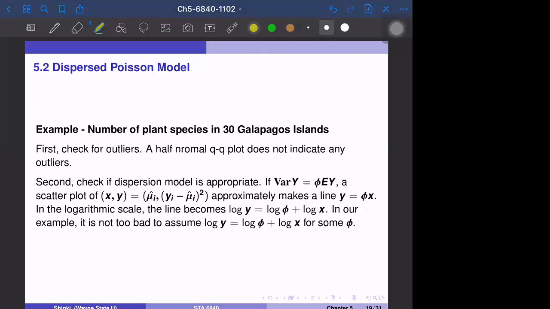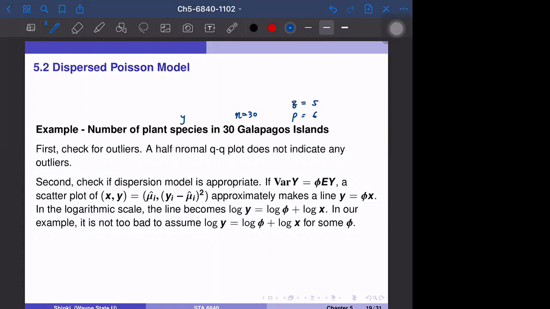Hi, the example for the dispersed Poisson model. Again, we use the number of plant species in the 30 Galapagos Islands. The number of species is a count, so this is Y, and the 30 Galapagos Islands are the observations, so N is equal to 30. And we have 5 predictors and 6 parameters. So in our notation, P is equal to 6, and the number of variables is 5.